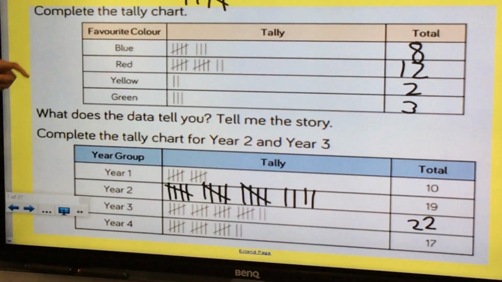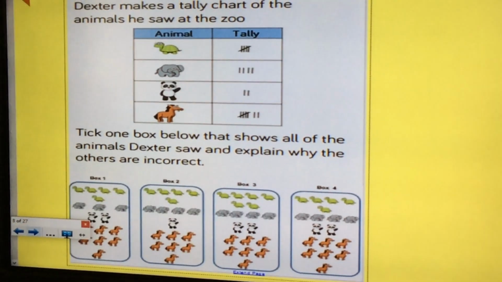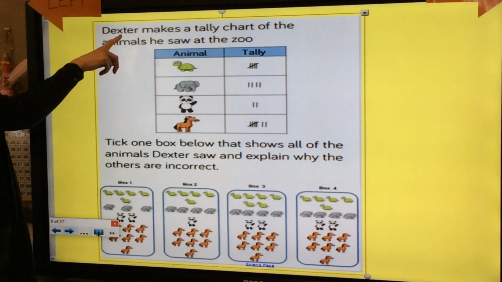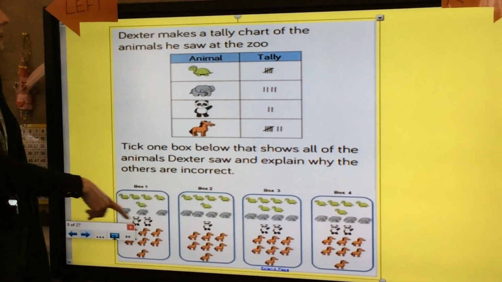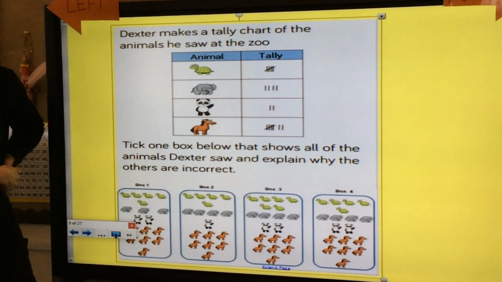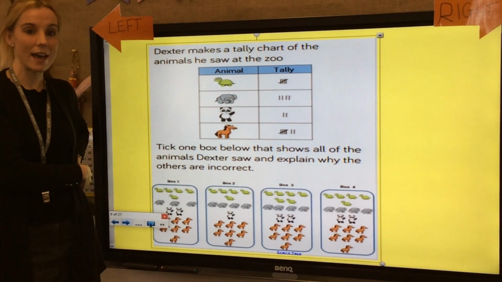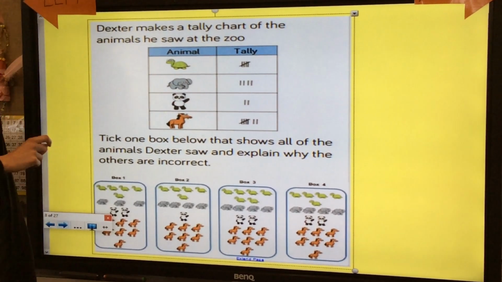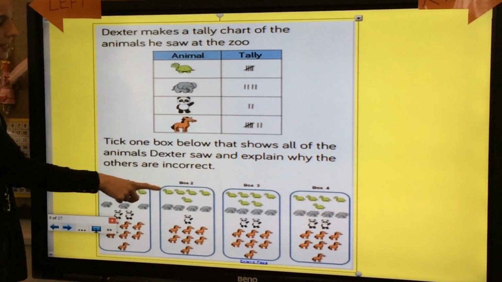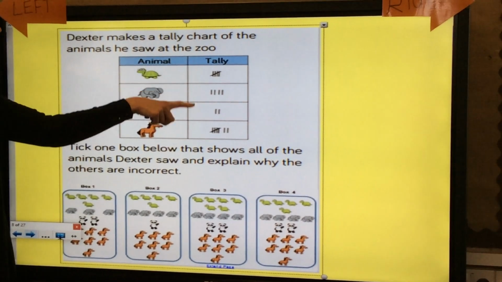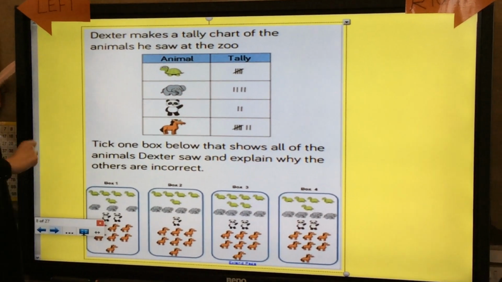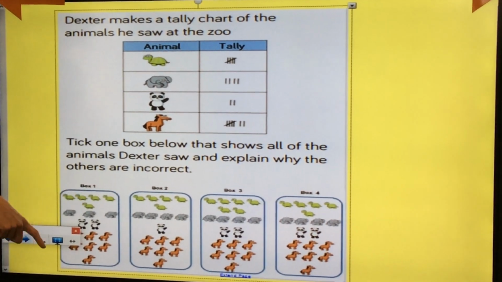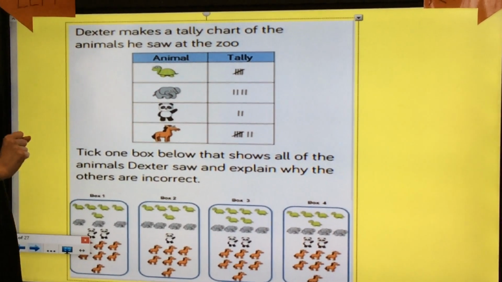Right, we're going to look at one more example before you're going to have a go, either in your workbook or the paper you've got at home. And we've got Dexter makes a tally chart to show the animals that he saw in the zoo, because you can make a tally chart almost out of anything. And we've got all the different animals and how many. So if we have a look here, we need to tick which one his tally chart refers to. So it would have taken him ages if he was going around the zoo and drawing every animal, which is why he thought, actually, I'm just going to tally how many I see.